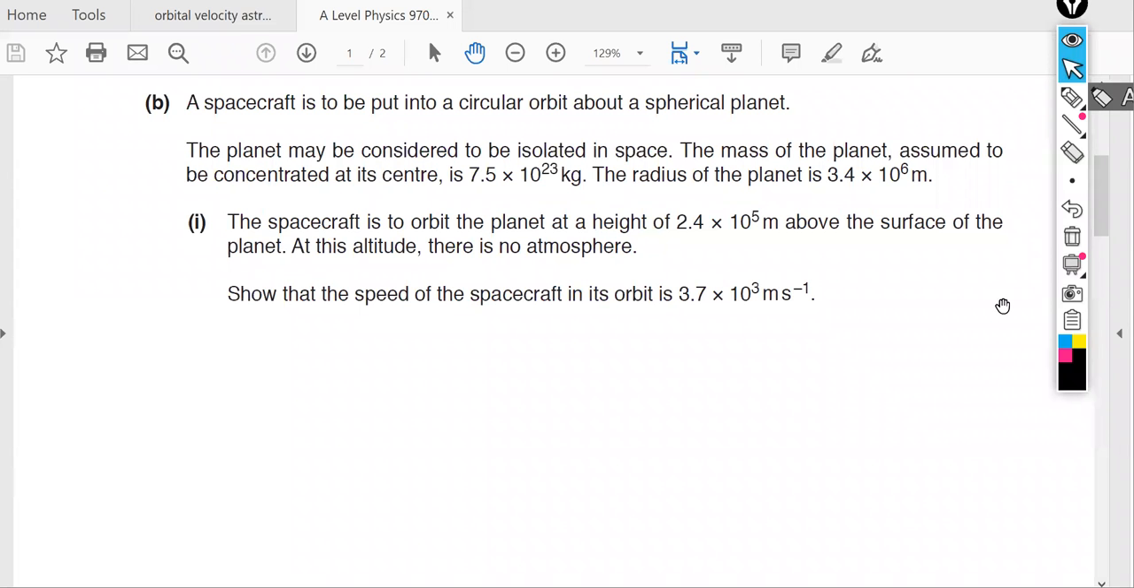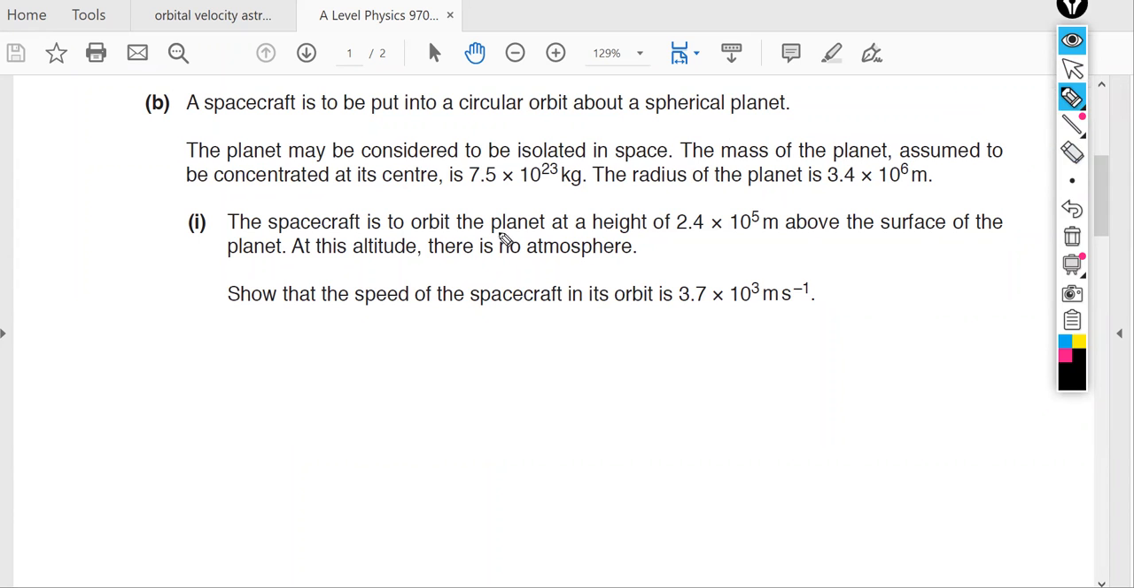Hello and welcome. In this video, I'll be working through an example of orbital velocity. The question reads, a spacecraft is to be put into a circular orbit about a spherical planet. The planet may be considered to be isolated in space. The mass of the planet, assumed to be concentrated at its center, is 7.5 times 10 to the 23 kilograms. The radius of the planet is 3.4 by 10 to the 6 meters.